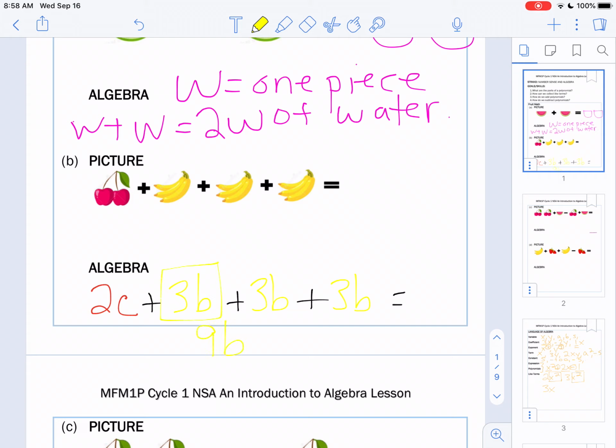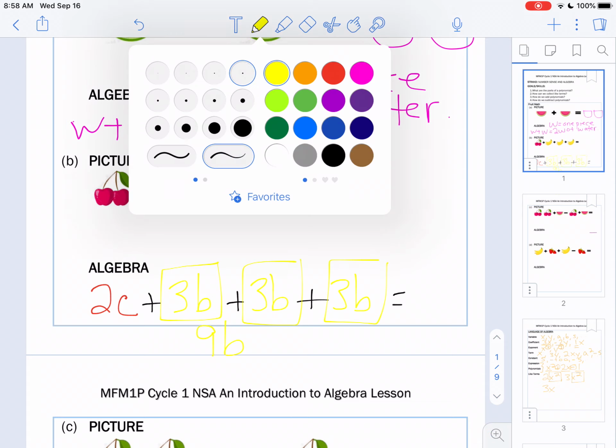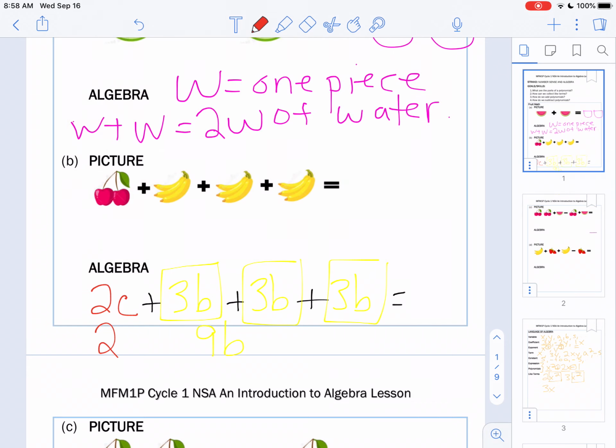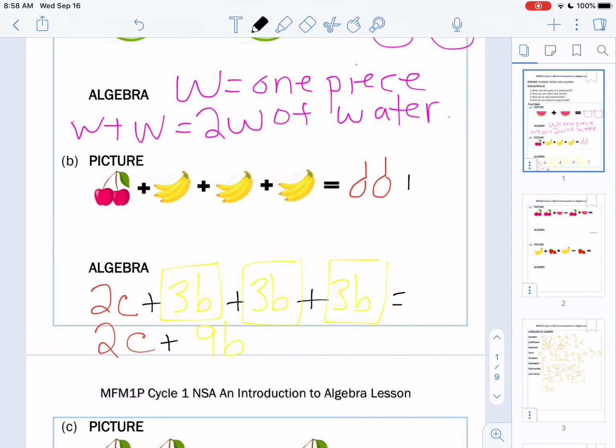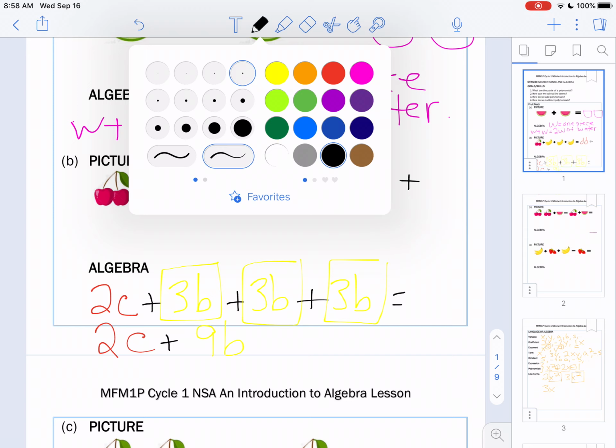The bananas are like terms. And you'll notice that the B's, we're using the same letter, so that's why we're allowed to collect them together. The cherries we cannot add because they're a different fruit. So my final expression is just 2 C's plus 9 bananas. So I've got 2 cherries when I'm done. And I've got 9 bananas.